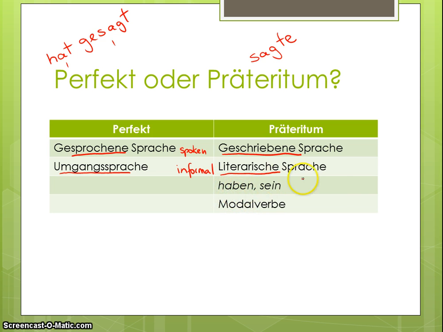And no matter what the circumstances, it is best to always use haben and sein and your modal verbs in the preterite, okay? What's the preterite form of haben and sein? Hatte and war. Okay, what are your modals?